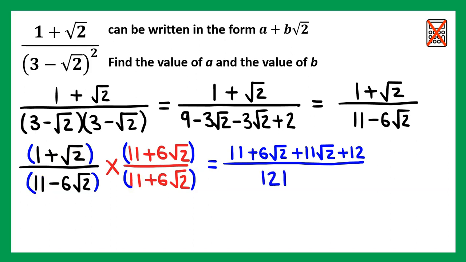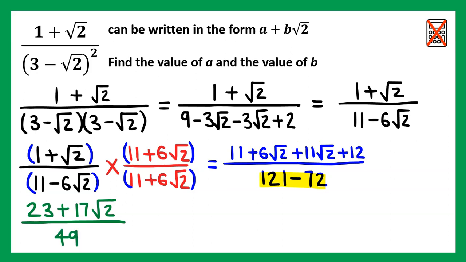No need to multiply 11 by 6 root 2 and negative 6 root 2 by 11, as these terms will cancel when collecting like terms. So I just need to focus on doing the negative 6 root 2 multiplied by 6 root 2, which is the same as negative 36 lots of 2, and the same as negative 72. Simplifying the numerator, 11 plus 12 is 23, 6 root 2 plus 11 root 2 is 17 root 2, and this is over 121 minus 72, which is 49.